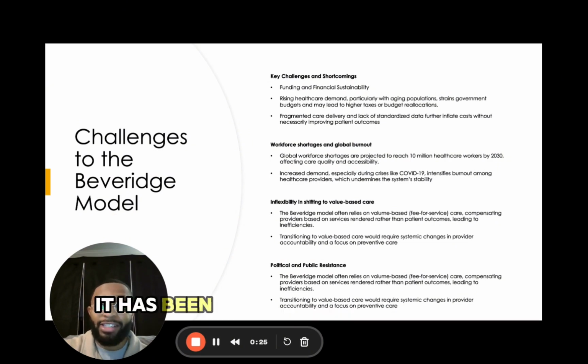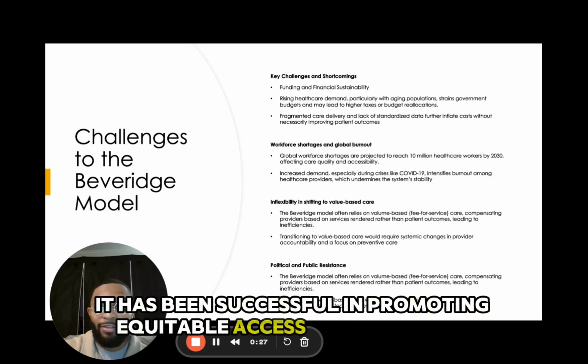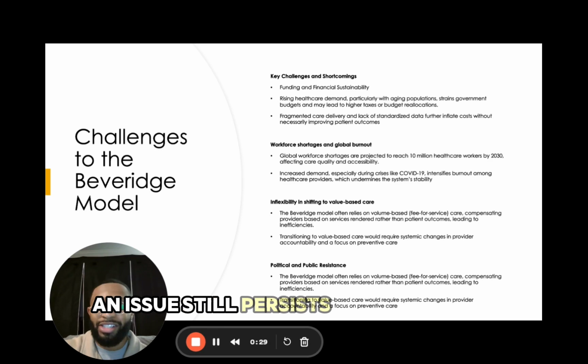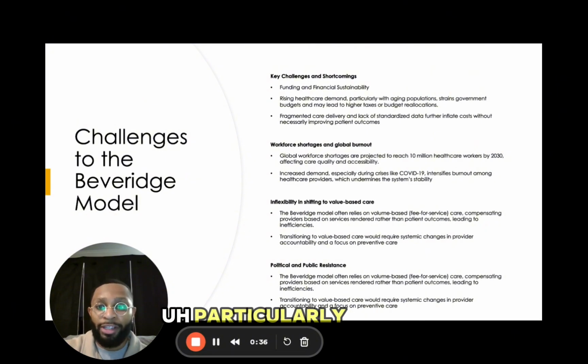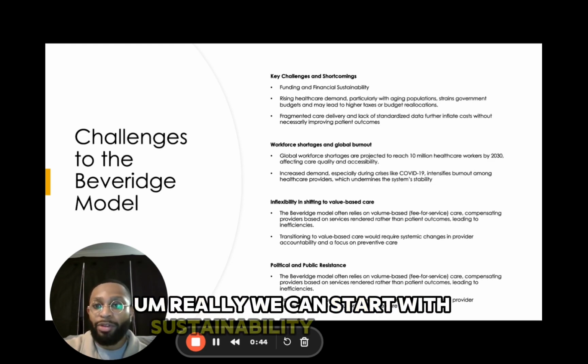Although it has been successful in promoting equitable access to healthcare, issues still persist regarding financial stability, workforce shortages, and response adaptability, particularly during the global crisis of COVID-19. Key challenges and shortcomings: we can start with sustainability of funding.